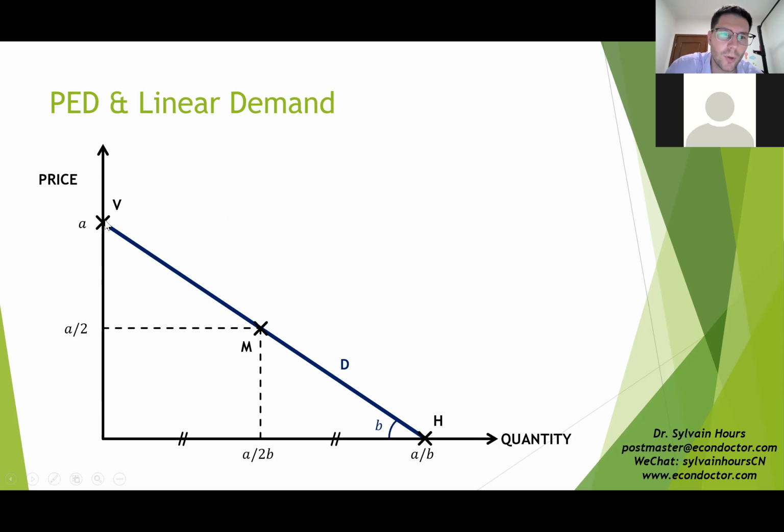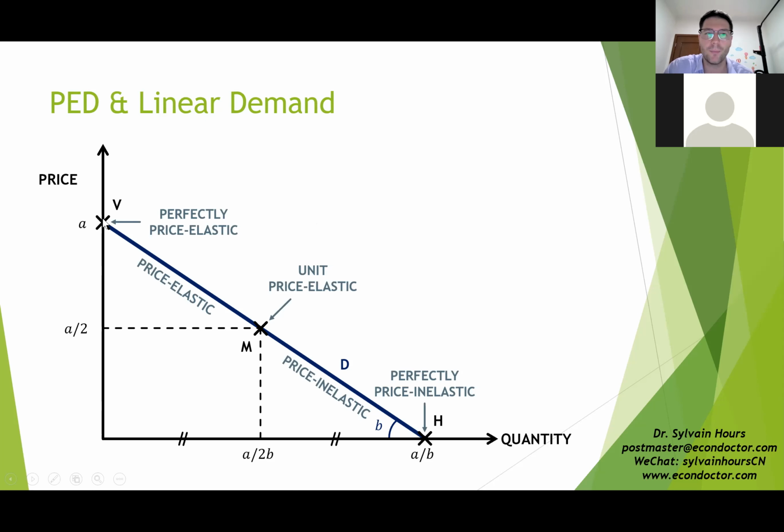If you start from V, for example, the quantity demanded is 0, right? So if you increase the quantity demanded from 0 to 0.1, that's an infinite change, okay? Because you start from 0. So from 0 to 0.1, that's an infinite change in quantity demanded. So that's why the demand is perfectly price elastic.